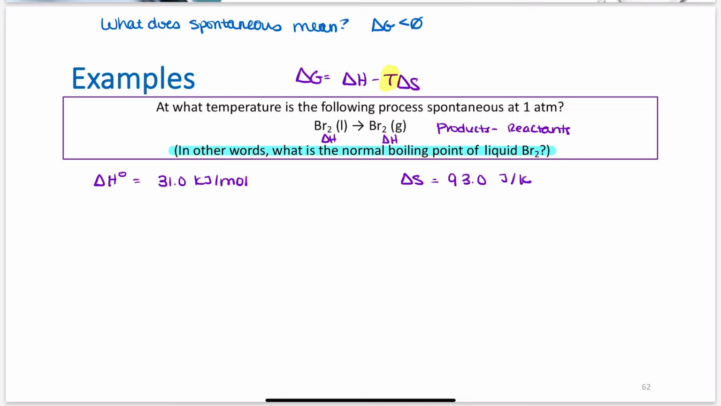Now I look at these values and I say, okay, well, what if it's always spontaneous? No, it's not always spontaneous. I know that bromine's not always going to go to a vapor phase, or we'd never have a liquid ever, right? If you look at delta H here, delta H is a positive value, meaning that this does not favor vaporization.